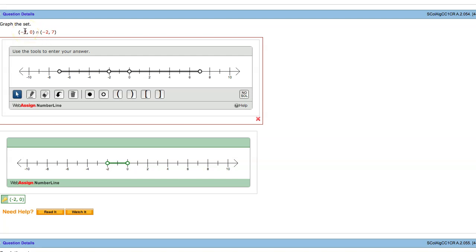the greater lefty and the lesser right-hander. The greater lefty is -2, and the lesser right-hander, the lesser of 0 and 7, is 0. The more positive lefty is -2. The more negative right-hander is 0. So my final answer is going to be -2, 0.